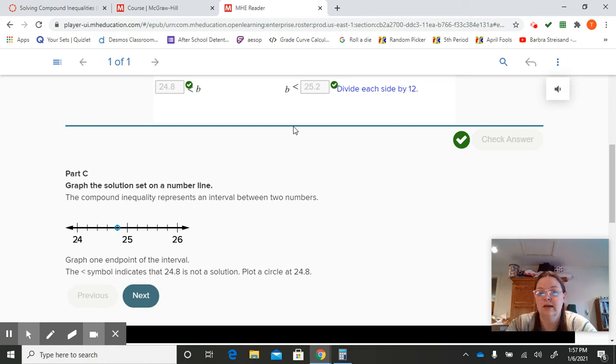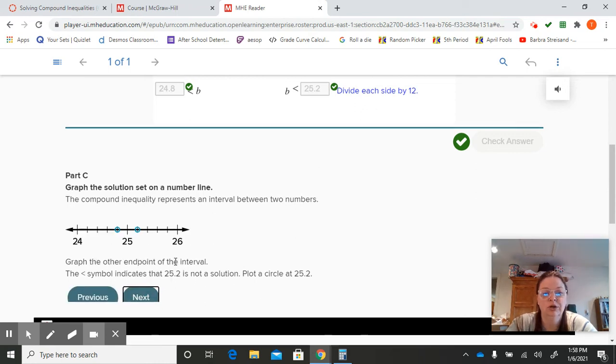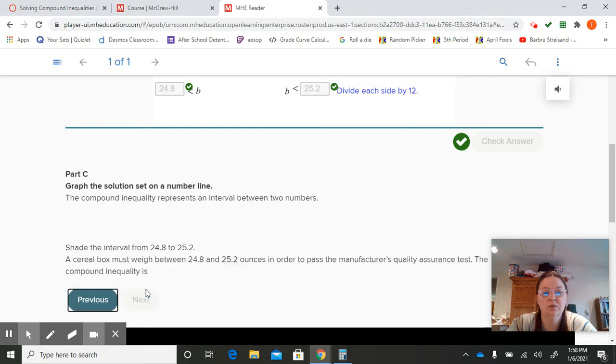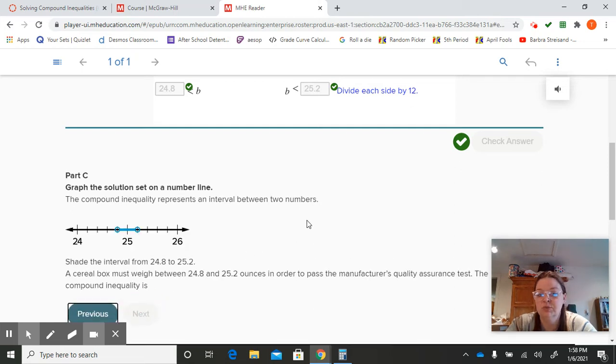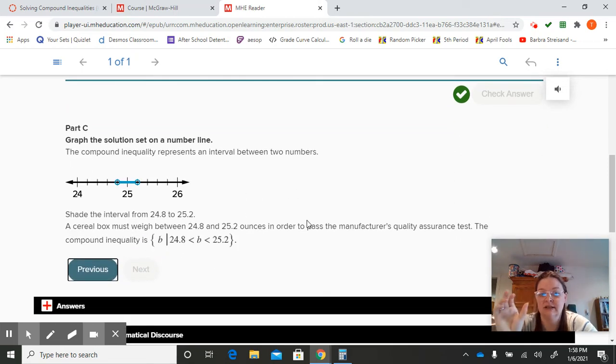Neither one of them has an or equal to sign, so we're going to be using open dots for all of it. So we'll put an open dot at 24.8, put an open dot at 25.2, and color everything in between because that's where our solution set is. It's everything in between 24.8 and 25.2.